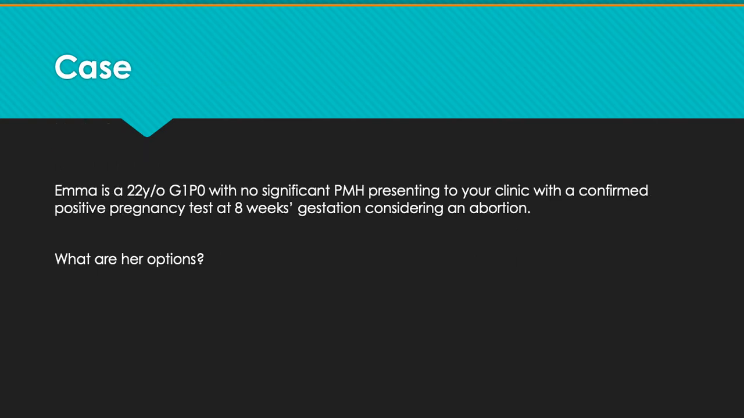So now let's practice with a case. Emma is a 22-year-old G1P0 with no significant past medical history presenting to your clinic with a confirmed positive pregnancy test at 8 weeks gestation that is considering an abortion. What are her options? You can pause now to think about it or go back and review the previous slides.